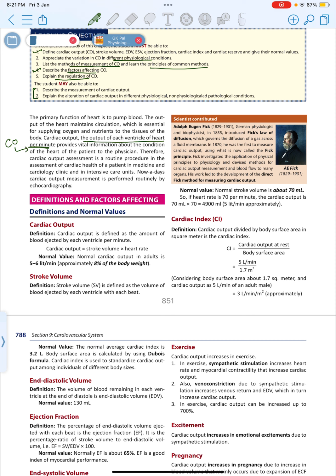It provides vital information about the condition of the heart to the physician. Therefore, cardiac output assessment is a routine procedure in the assessment of cardiac health of the patient in medicine and cardiology clinics and in intensive care units. Nowadays, cardiac output measurement is performed routinely by ECG.